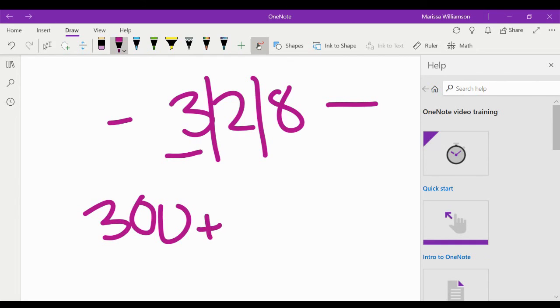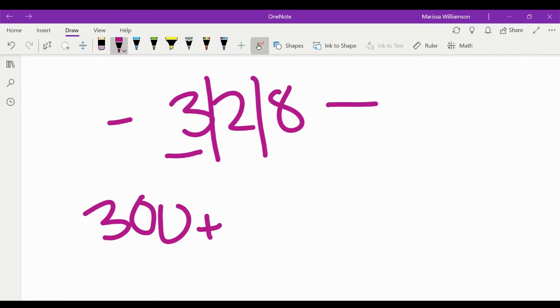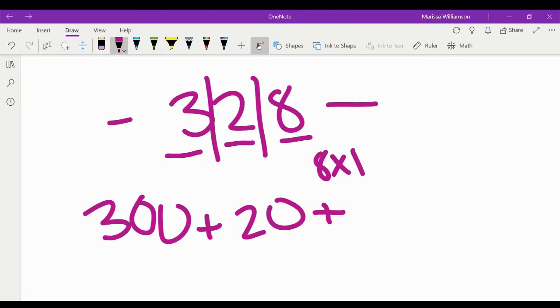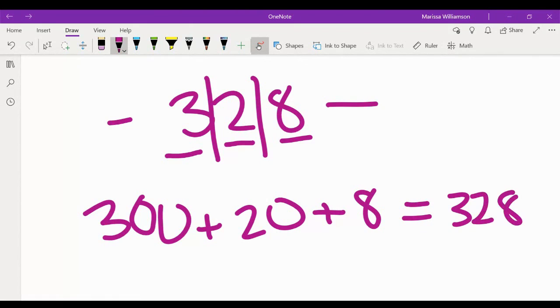Then I do a plus sign because in expanded form, we are creating an equation. Then I look at my 10 spot and I see that I have 2 10s, which is like writing 2 times 10. I know that 2 times 10 equals 20. So I write plus 20. And finally, I look at my 1 spot, don't forget your plus sign, and I have 8 1s, which is just like 8 times 1, which we know is 8, which equals 328.